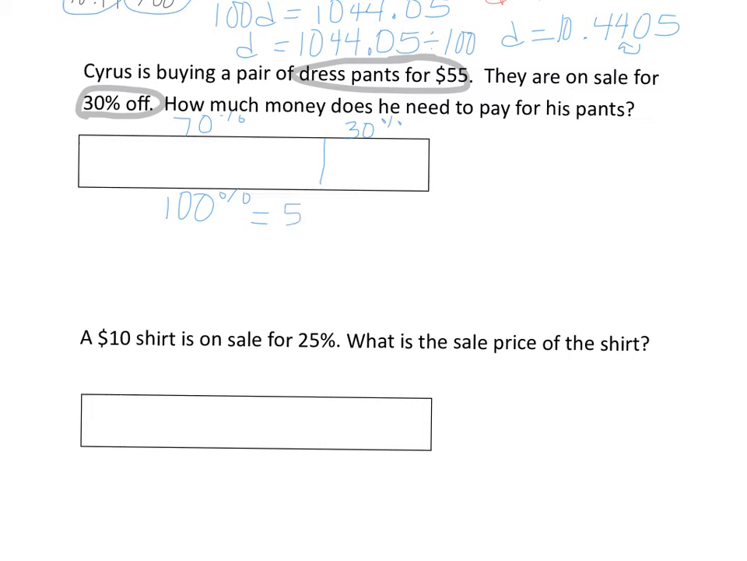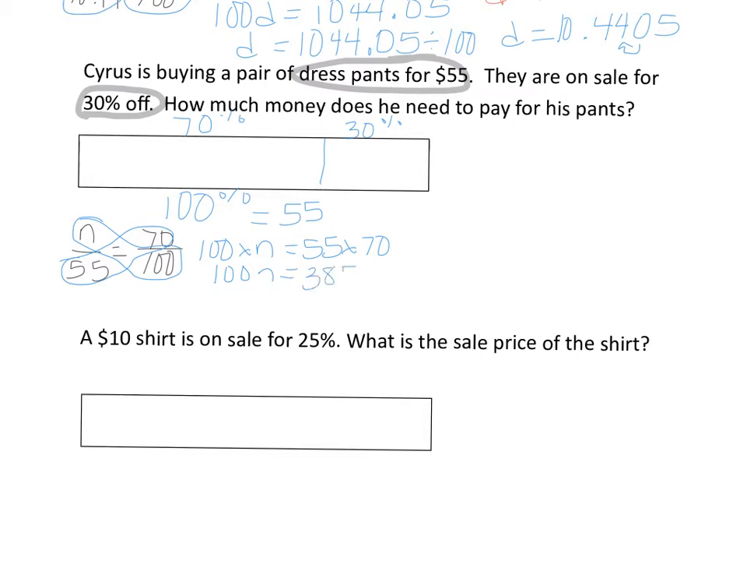We know that 100% of the pants is $55. We don't know the 70%. Therefore, we are looking for 70% of 55. And now I'm back to using n because that's my comfort zone. So he's going to pay $38.50 for his pants.